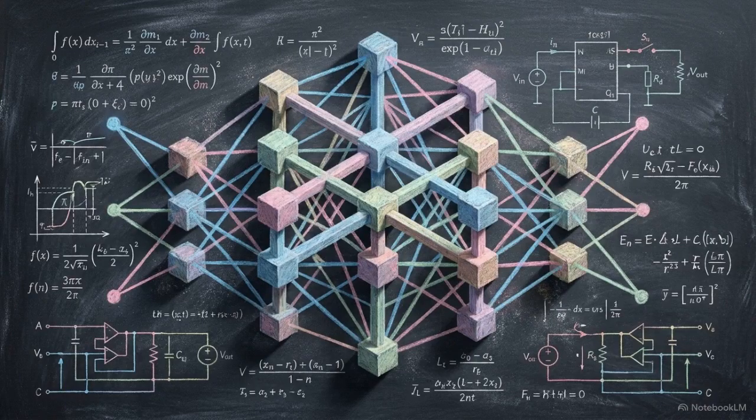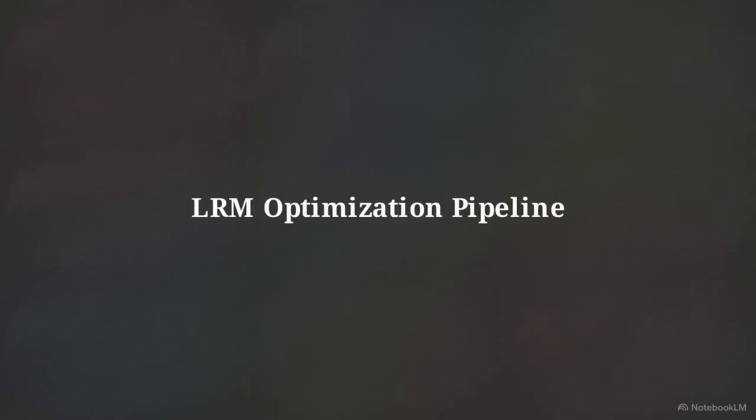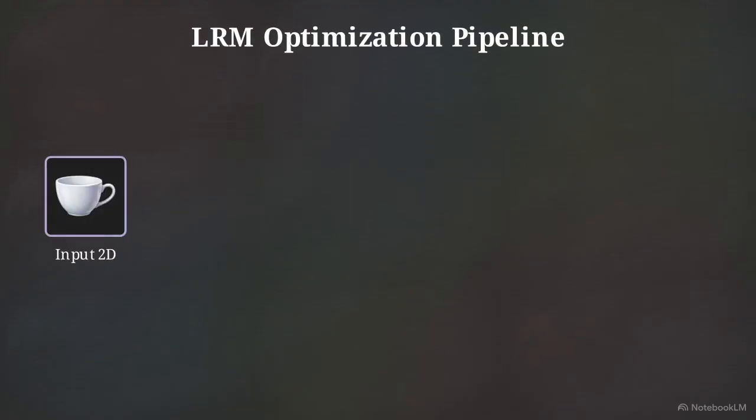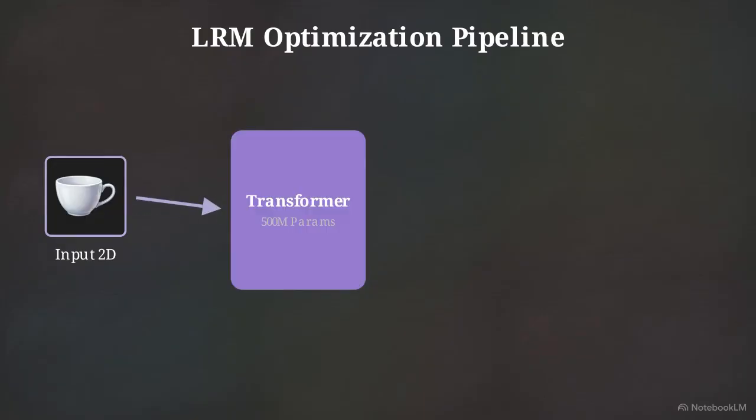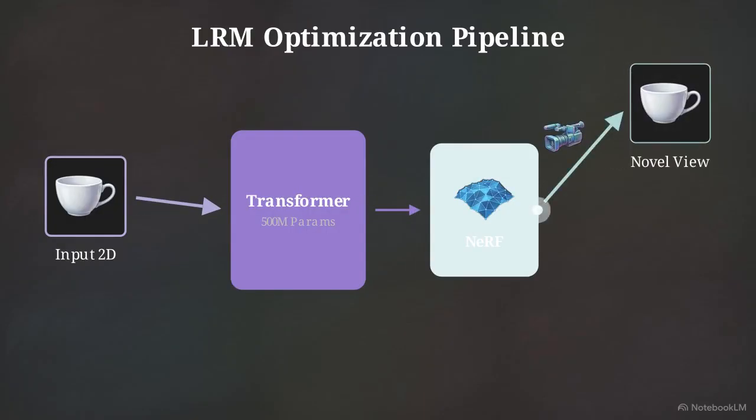The transformer's self-attention is uniquely capable of this mapping. It is the only mechanism robust enough to translate a flat sequence of visual tokens directly into a complex 3D radiance field. This diagram shows the end-to-end optimization pipeline used to train the entire system. A 2D image goes through the LRM forward pass to generate a NeRF, which then renders a novel view.